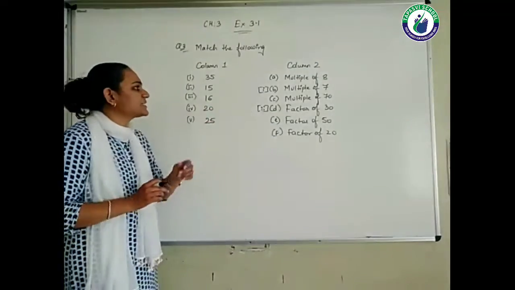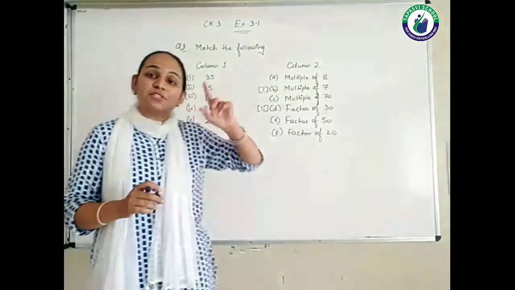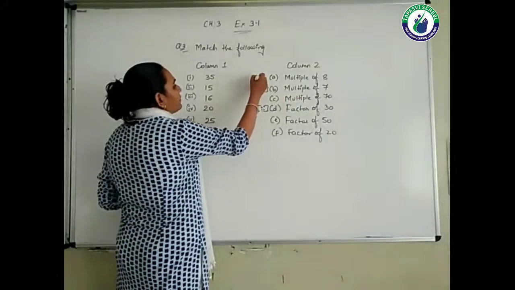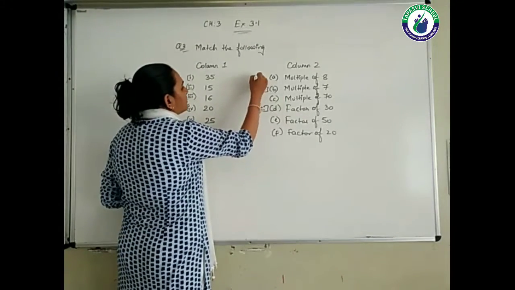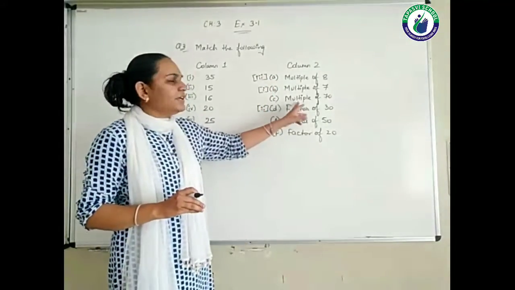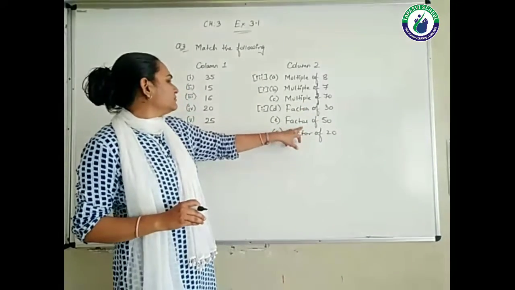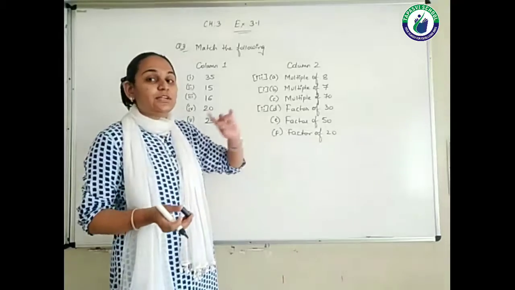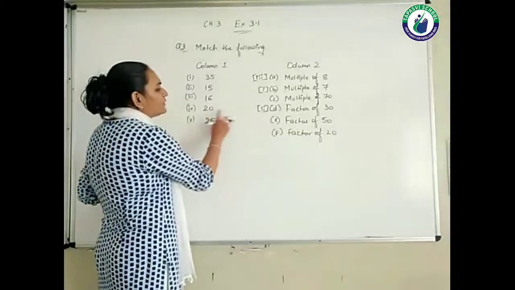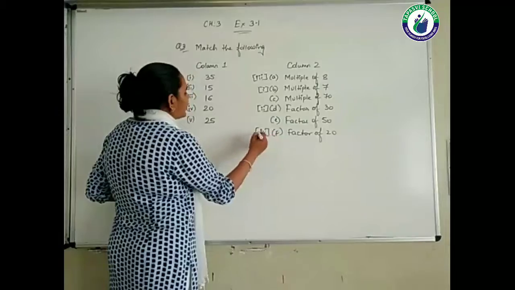Okay, next one is 16. Is 16 a multiple of 8? Yes, because 16 comes in the table of 8. 8 twos are 16. So 16 is a multiple of 8. So here I am writing third. Okay, next one is 20. Is 20 a multiple of 70? No. Factor of 50? No. Factor of 20? Yes. 20 itself is a factor of itself, right? तो अगर हम 20 के factors find करें उसमें 20 आता है. So here I am writing 4. This is the match for the fourth one.